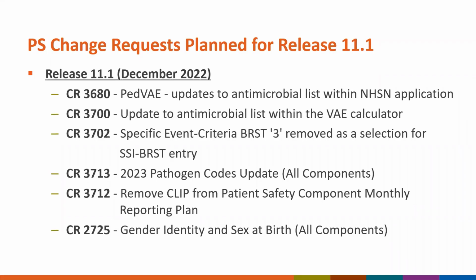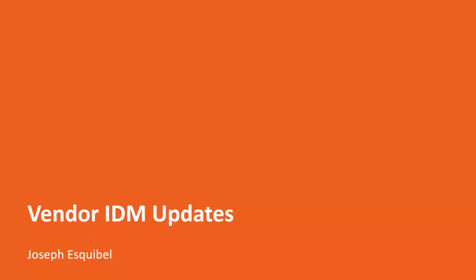Note, CLIP is one of the events that can be imported via CDA. When we go off-plan reporting for CLIP, those facilities that are currently submitting CDA files will no longer be able to do so. Events for CDA imports are required to be in plan. CR 2725 will address the gender identity and sex at birth and will impact all components. Details about this CR will be discussed later by Henrietta Smith. For the next slide, I will pass it over to my colleague Joseph, who will cover vendor IDM update.